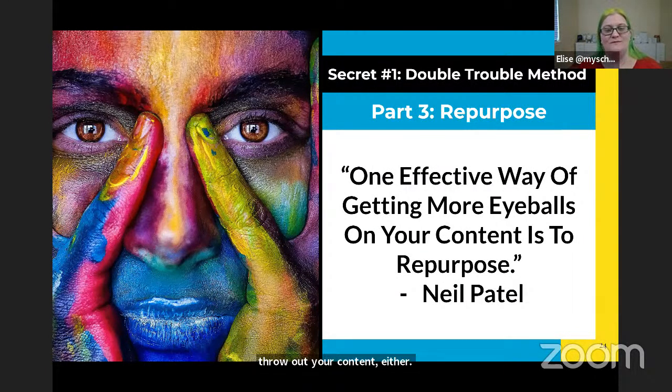Neil Patel puts it this way. He says, one effective way of getting more eyeballs on your content is to repurpose. And repurposing content ensures that you never waste a moment of your time, because every single video you create for TikTok is used on every other platform too. Now, this means that each video actually gets you more traffic than posting on one platform alone without having to add hours of extra work.